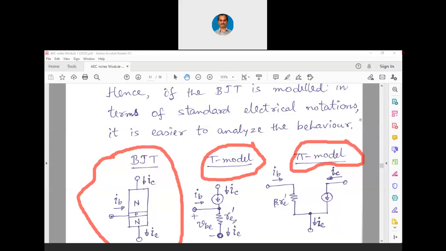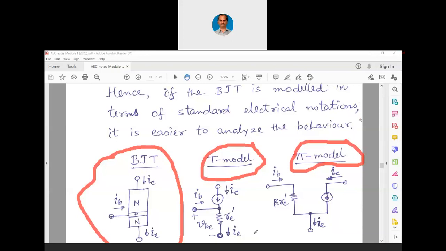We have already obtained its value as 26 millivolts divided by capital IE itself. I expect you to go through this lecture once again until you clearly understand all these concepts. Anyhow, I am going to post the video recording into the YouTube. I expect all of you who are now listening to this class to go through today's lecture once again until you understand these concepts clearly and thoroughly.